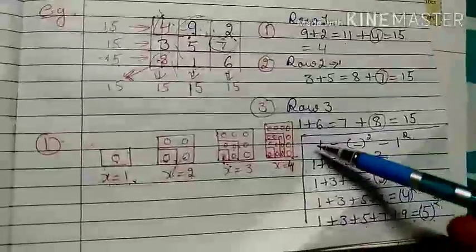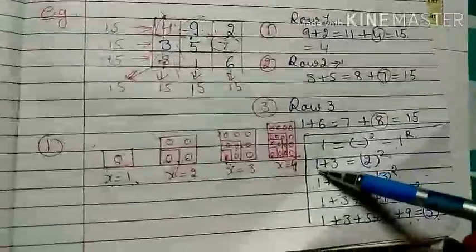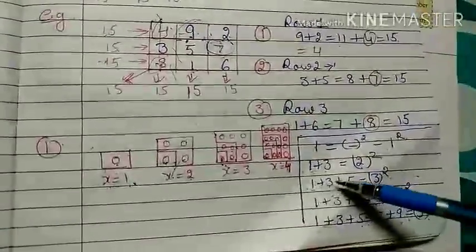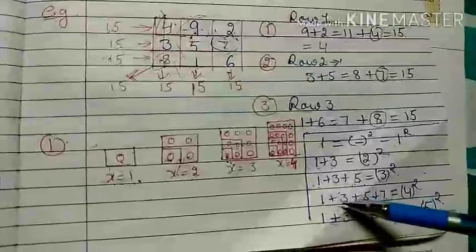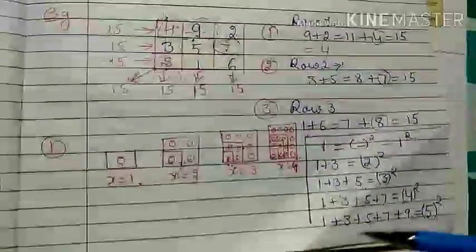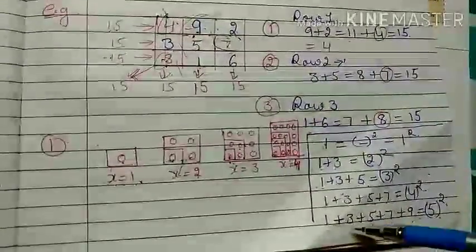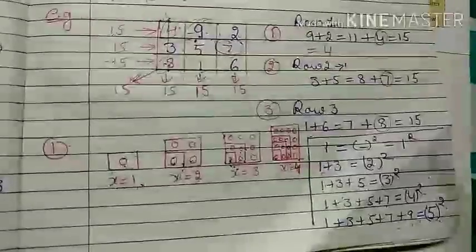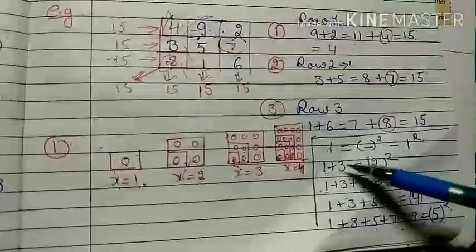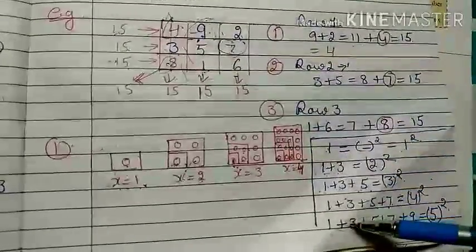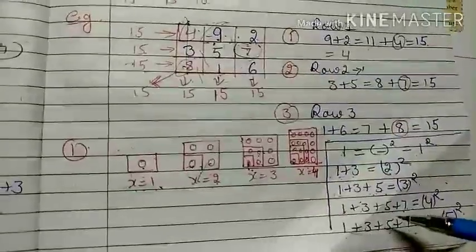So what pattern is generated? 1 for 1 layer, 1 plus 3 for 2 layers, 1 plus 3 plus 5 for 3 layers, 1 plus 3 plus 5 plus 7 for 4 layers, and for 5 layers, 1 plus 3 plus 5 plus 7 plus 9. Instead of the total, there is also a short form.